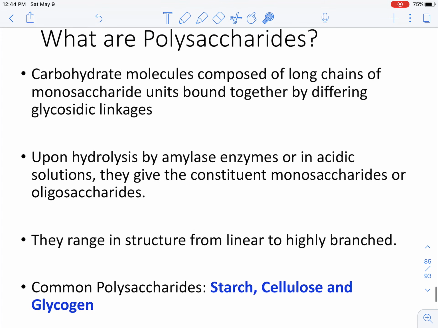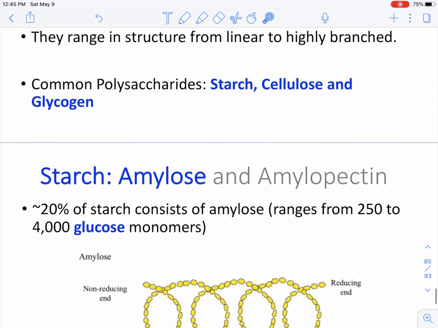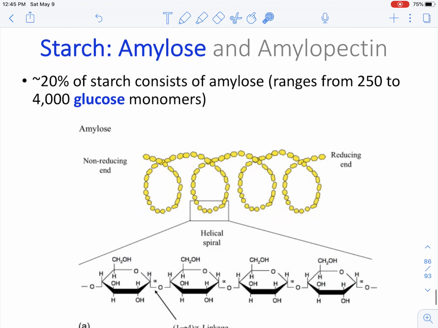And so overall, the structure of polysaccharides, they come in two flavors. They're either linear or highly branched. And so what we're going to do is talk about the three common polysaccharides: starch, cellulose, and glycogen. And we're going to see how their structures and composition are similar to each other and how they're different as well. So the first polysaccharide that I wanted to discuss is starch.